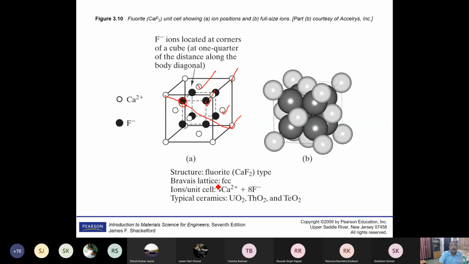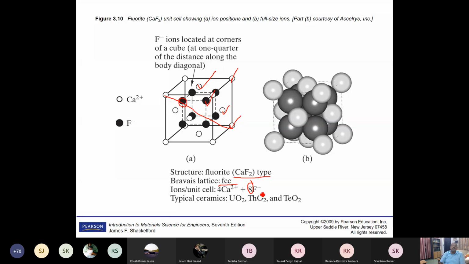So the Bravais lattice is face-centered cubic. The number of ions per unit cell is 4 calcium ions, because 8 corner positions and 6 face center positions make 4, and 8 fluorine ions. They sit inside that unit cell. Materials like uranium oxide, thorium oxide, and tellurium oxide have this kind of structure, which they call the fluoride type of structure, calcium fluoride. The Bravais lattice is obviously face-centered cubic.